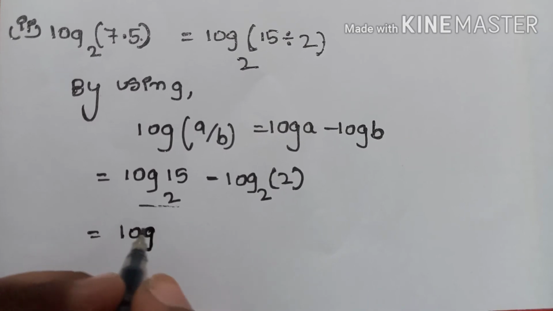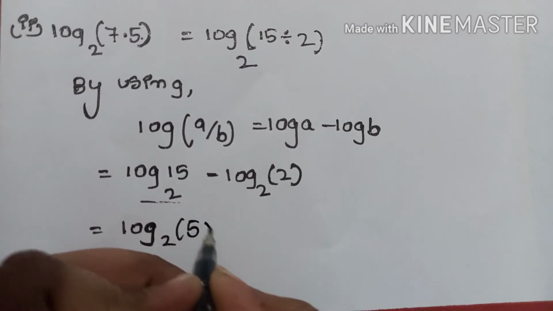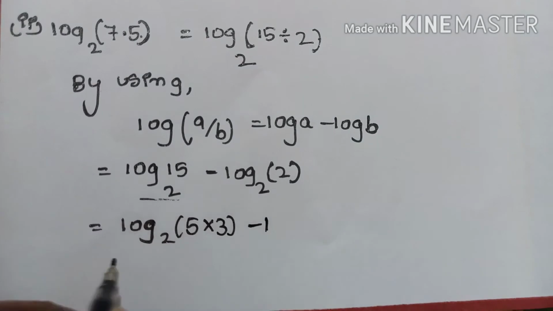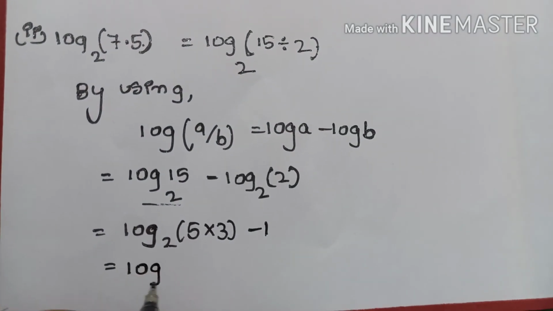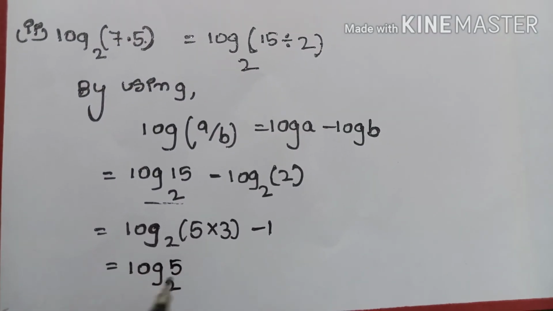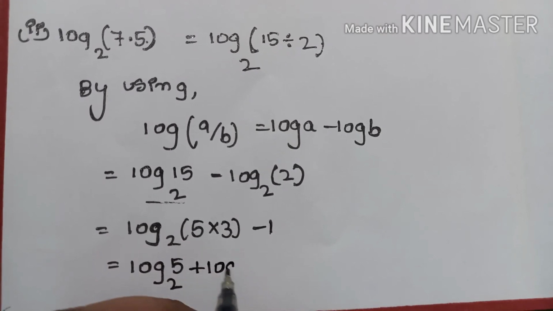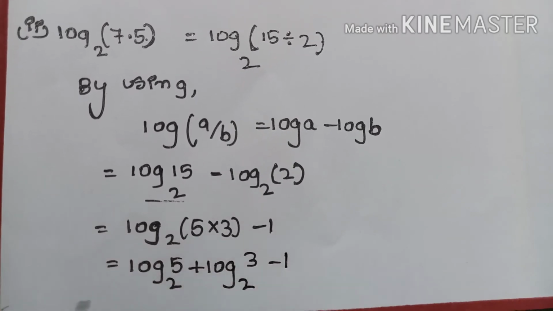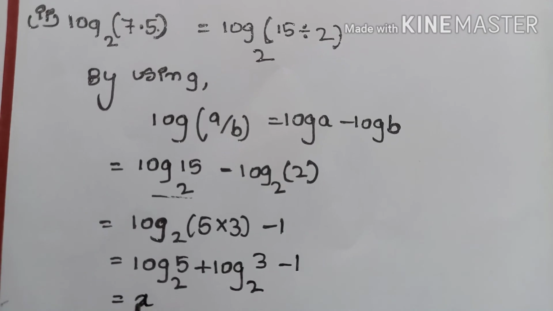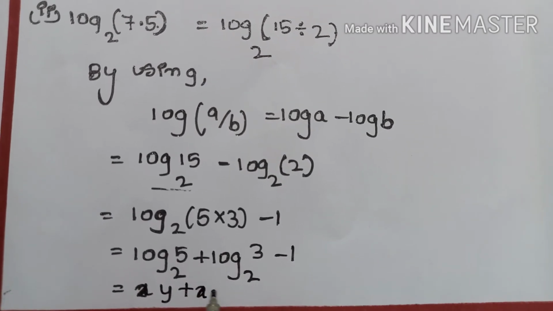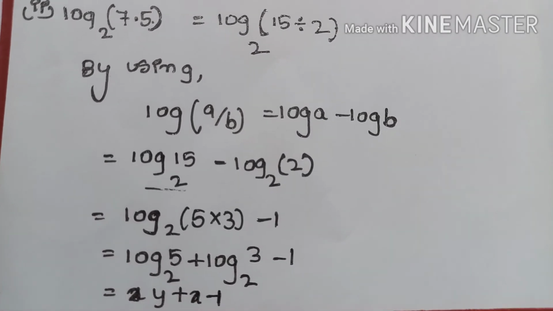You have to do the procedure log 2 into 15 into 3 minus 1. Now that is log 5 to the base 2 plus log 3 to the base 2 minus 1, which is therefore y plus x minus 1, and this is the answer.